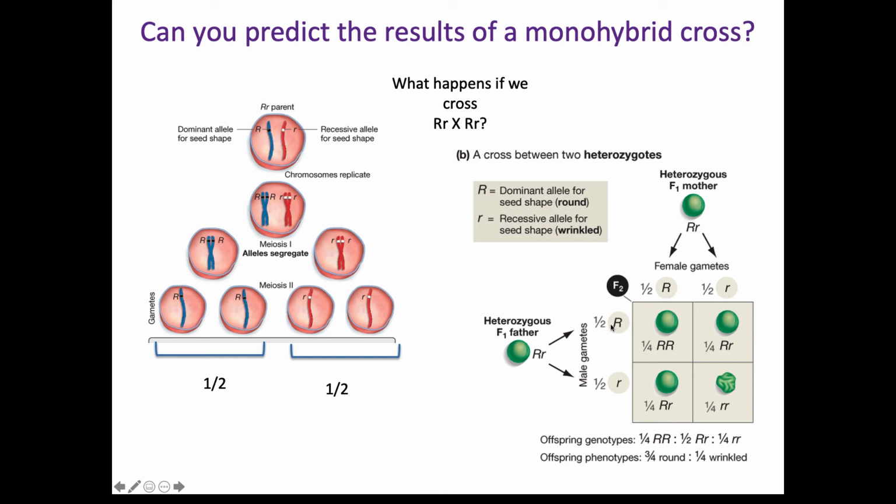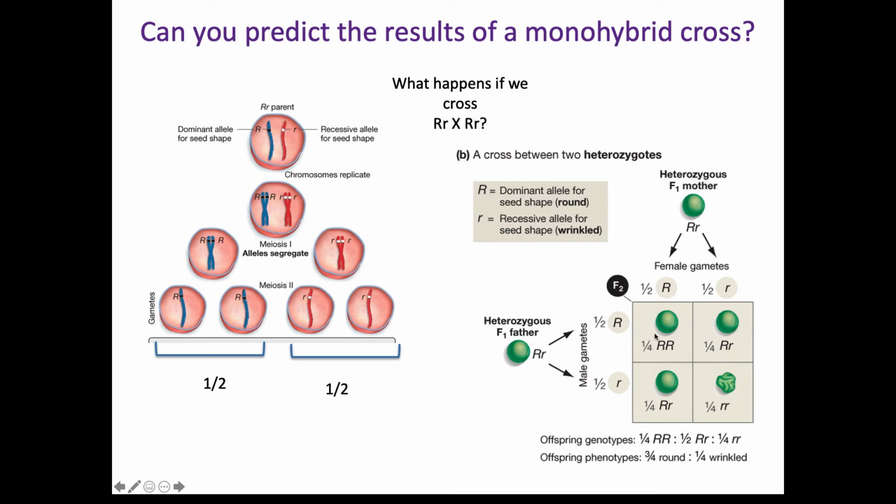So we take the round allele from the father and the round allele from the mother, and we put them together here. We take the round allele from the father here, and then the wrinkled allele from the mother, and we put them together here, and likewise in the other boxes. Each one of these boxes shows the possible genotypes for the offspring, where the genotype refers to the alleles that the offspring will have for this particular characteristic.